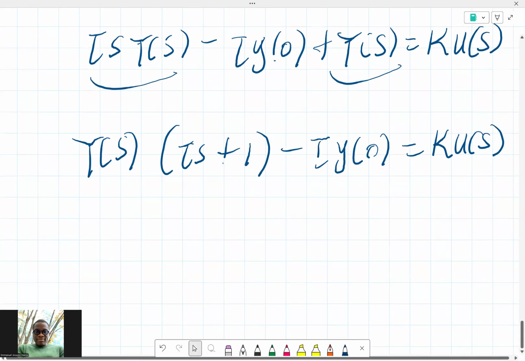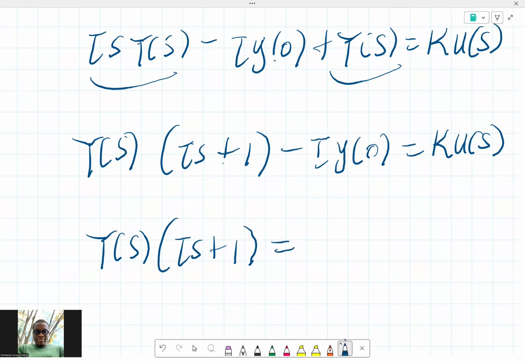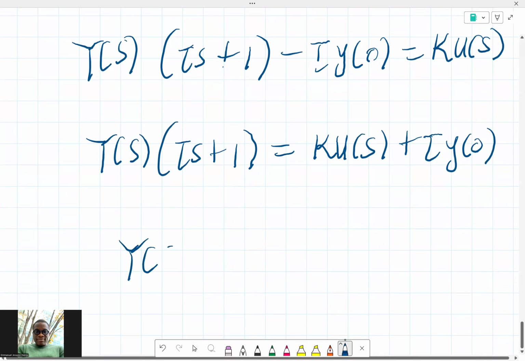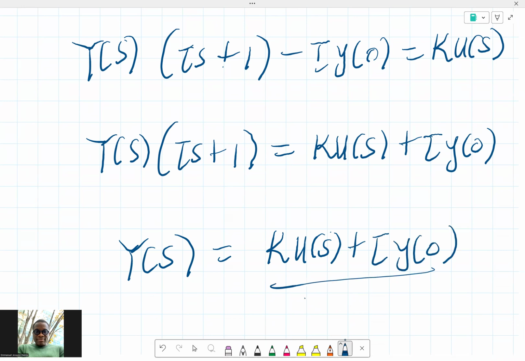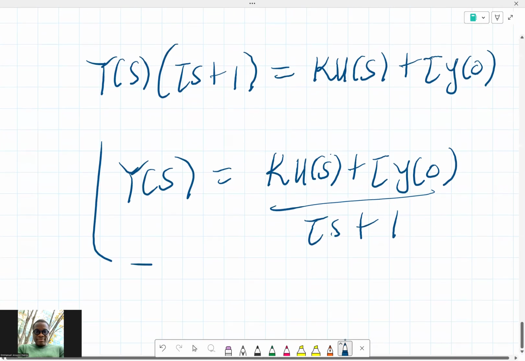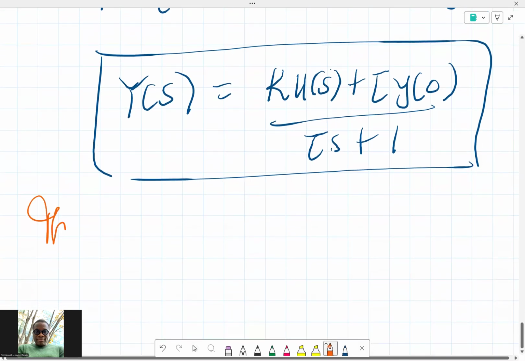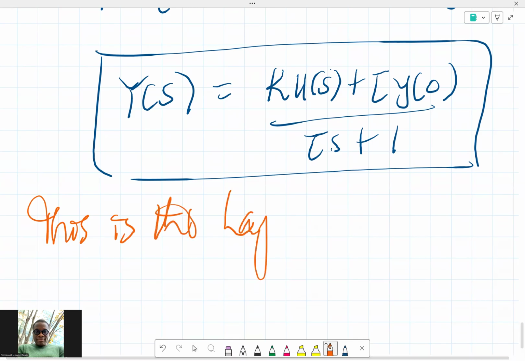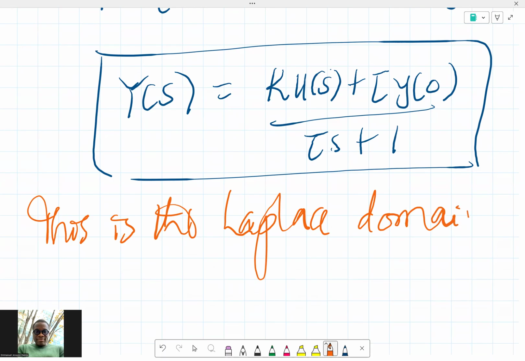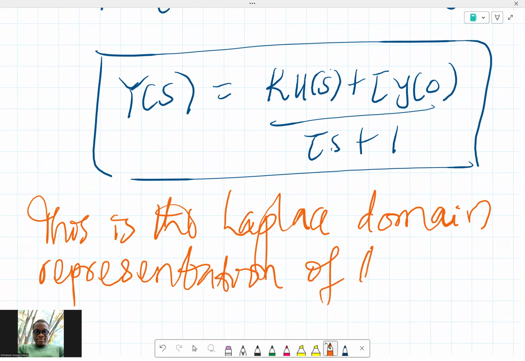That means Y(s) into tau s plus 1 is equal to k U(s) plus tau y(0), so that Y(s), which you are looking for, is actually k U(s) plus tau y(0) all over tau s plus 1. So this is what we have in that case. This is the Laplace domain representation of the system.